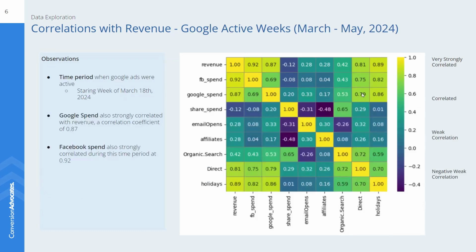So here's the same heat map, but during the time when Google was also active. We have less data, but we also see Facebook spend has been the most correlated with revenue, followed by Google Ads. Still very strongly correlated, but slightly less than Facebook, just barely.